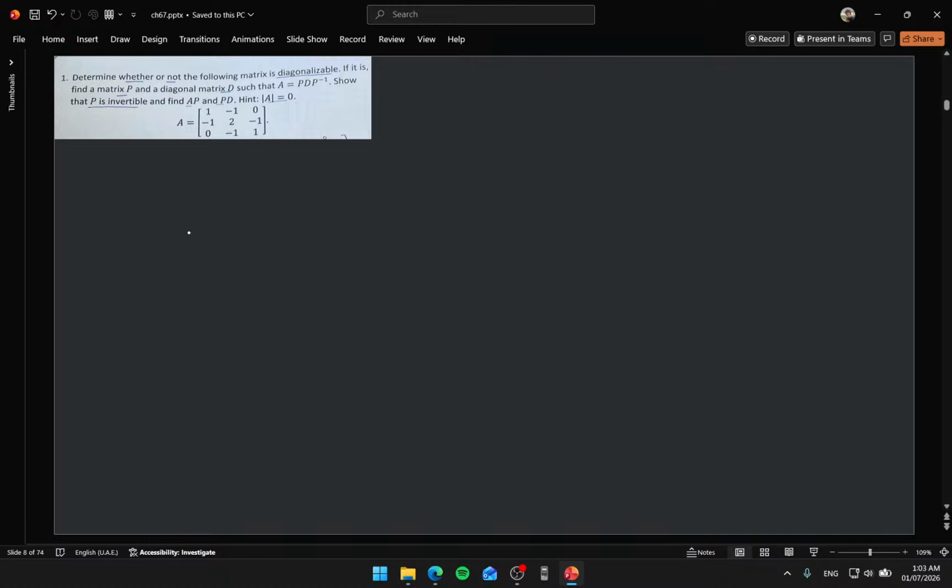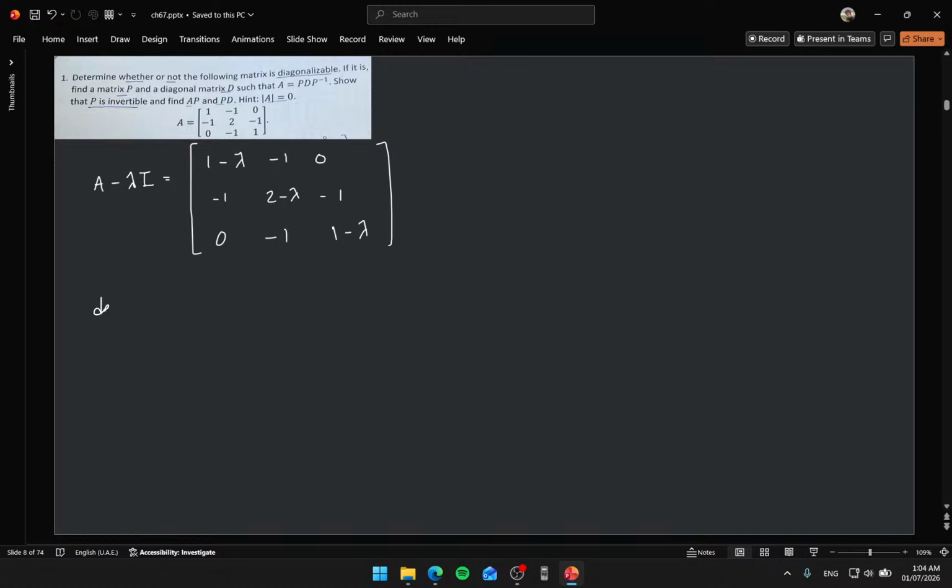So, to find the eigenvalues of matrix A, we want A minus lambda I. So that's matrix A, but we subtract lambda from the main diagonal. So 1 minus lambda, negative 1, 0, negative 1, 2 minus lambda, negative 1, 0, negative 1, 1 minus lambda.